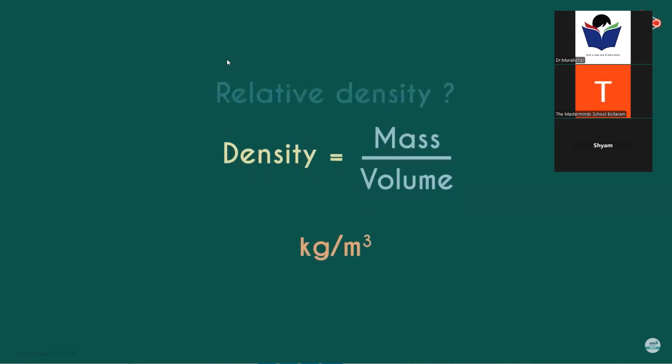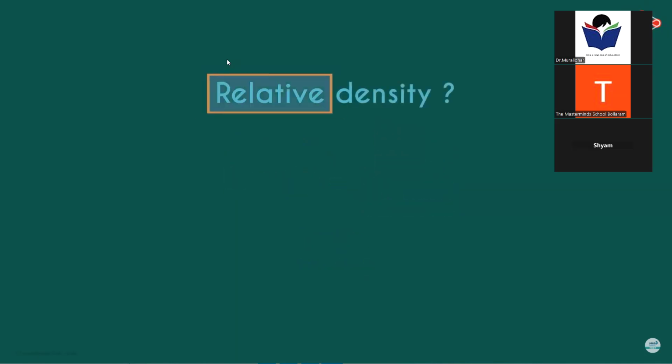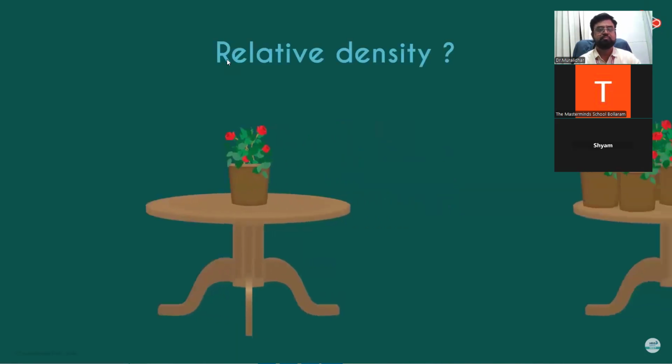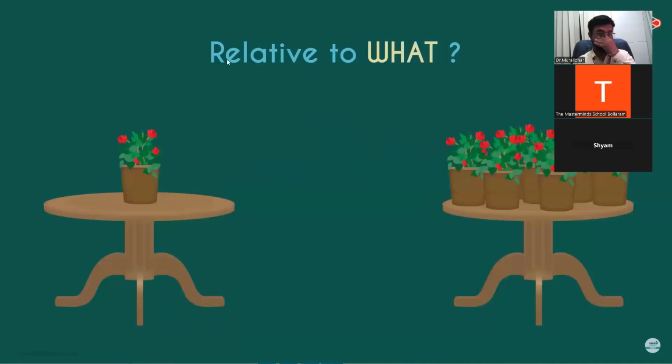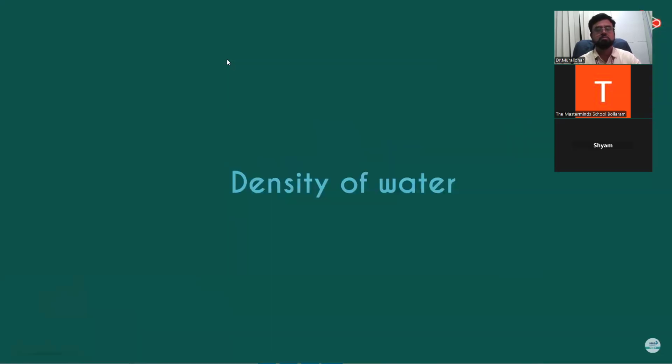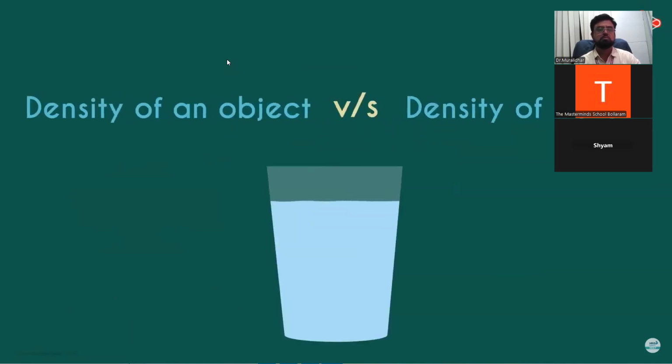So can you tell me what relative density is? Look at the word relative. What does it tell you? It tells us that we are looking at the density of something relative to the density of something else. We are comparing the density of one thing to the density of another. That's all. But the question is, relative to what? It's most typically the density of water. Yes, we look at the density of an object relative to the density of water.